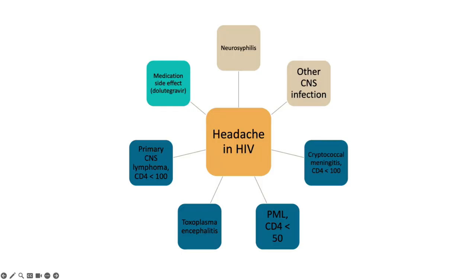And just a quick reminder of headache and HIV. The blue ones are some opportunistic infections that can cause it, the more common ones: crypto, PML, toxo, primary lymphoma. But remember, it's not all opportunistic infections. There could be other infections; neurosyphilis you always want to evaluate for. And if it's a mild headache without fever, dolutegravir is known for causing a headache, especially when people first start it.